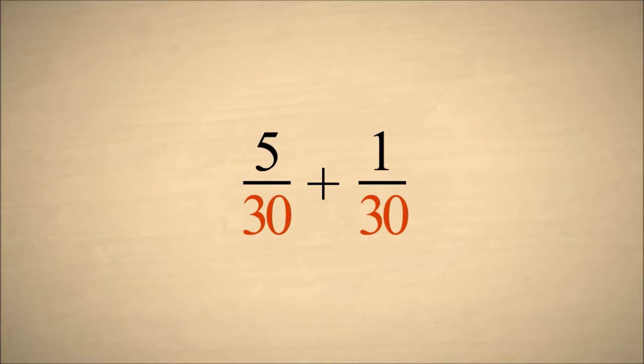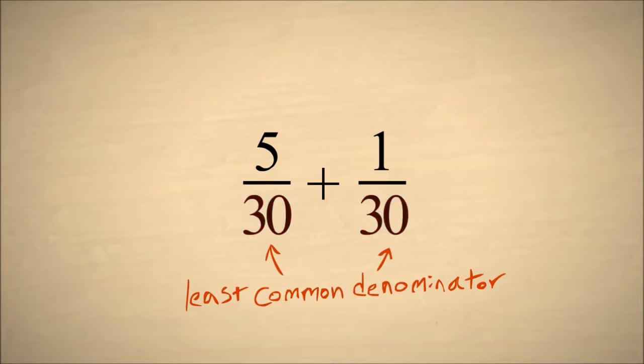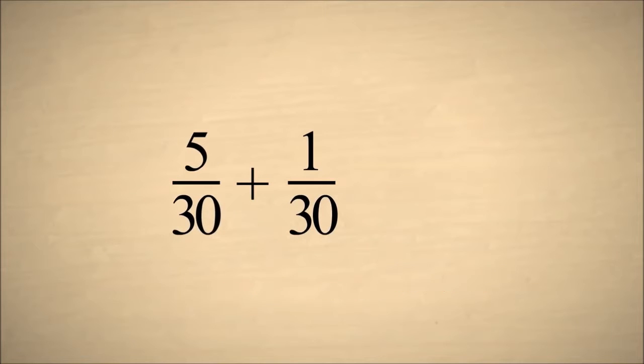This is the smallest denominator that will work for both fractions, so it is the least common denominator. Now, adding the two numerators, we get the sum of 6/30.